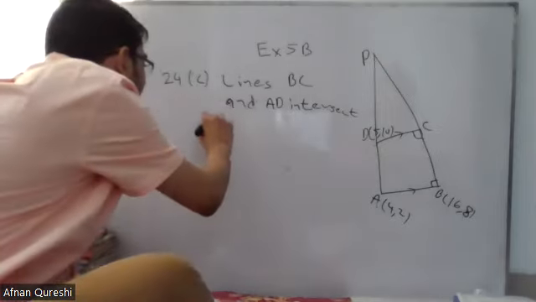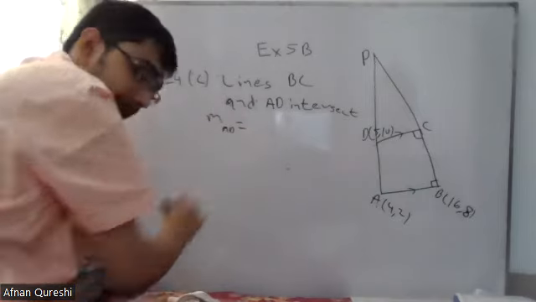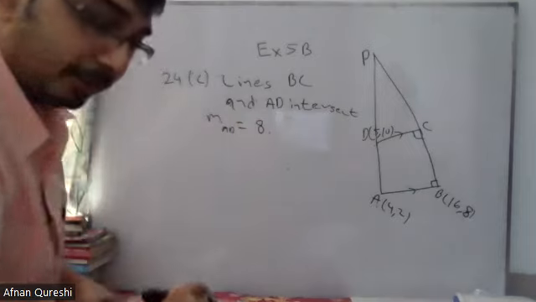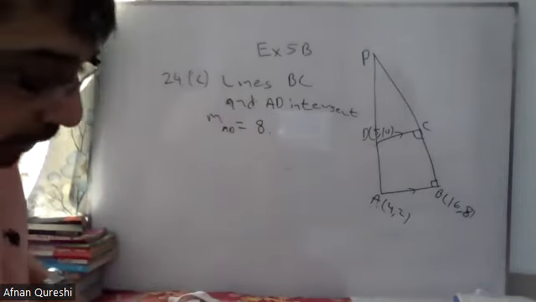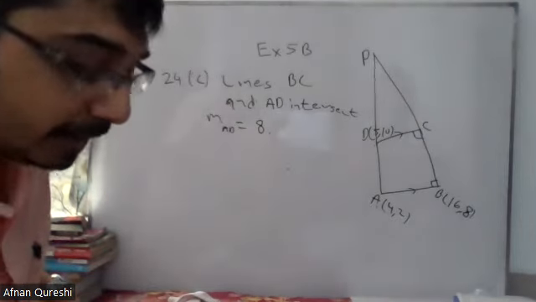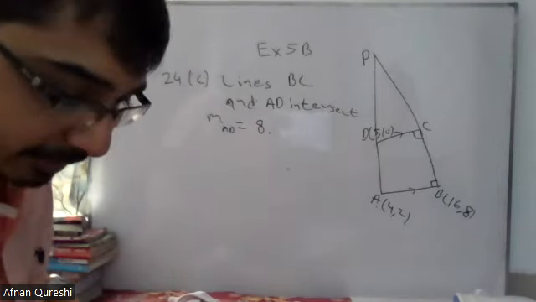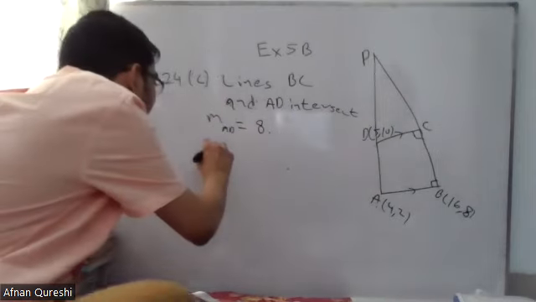The gradient of AD is 8. And there are 2 points actually. You know the coordinates of A, and we also know the coordinates of D. Use any of the 2 points and you'll get the same answer. Here I'm using the coordinates of A.